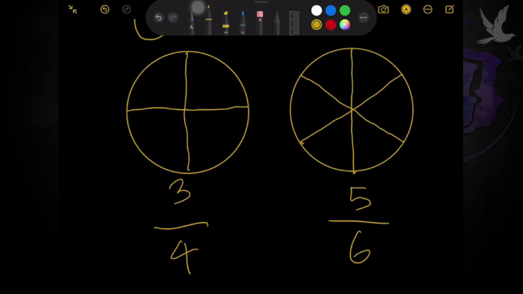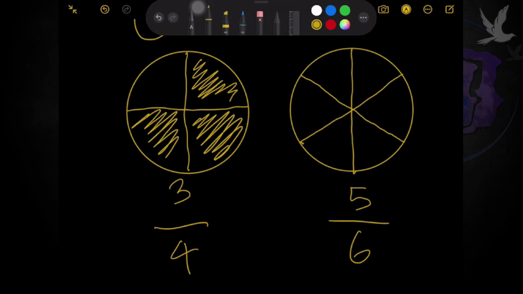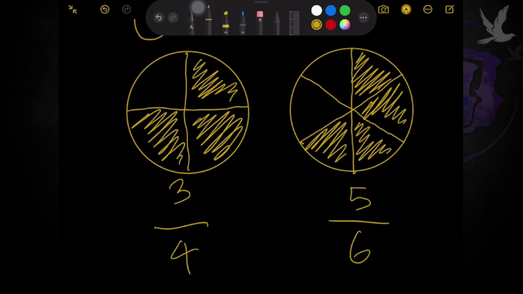3 out of 4, you should just shade 3. 1, 2, 3 out of 4. Well, in this case, you need to shade 5 out of 6. 1, 2, 3, 4, 5 out of 6. Now, if you're going to take note of that size, which is a bigger part of the figure, okay? So, comparison yan. We are basically comparing it by using models, no?